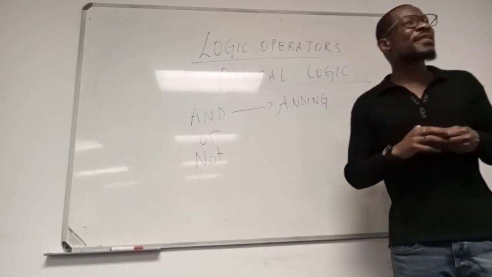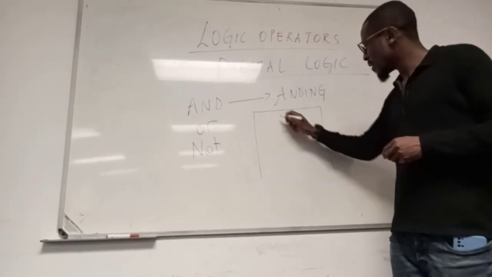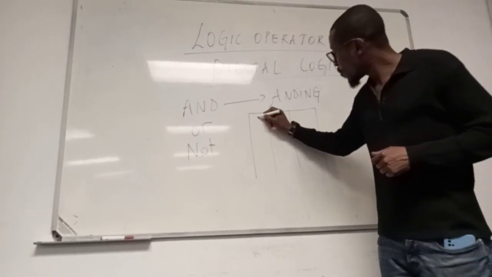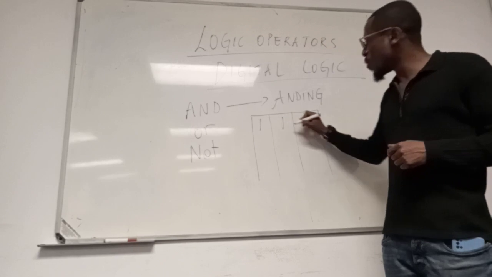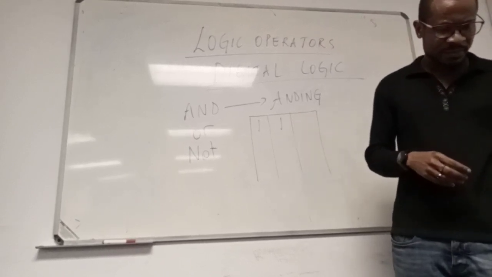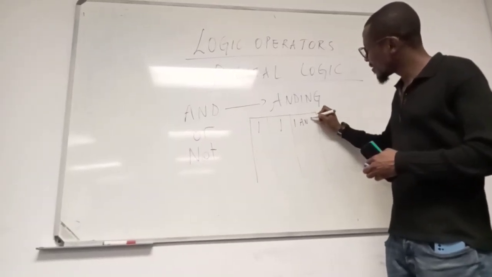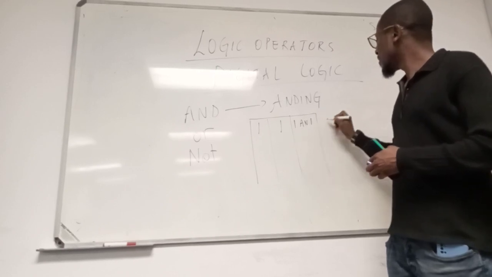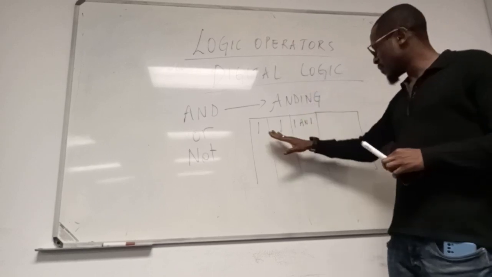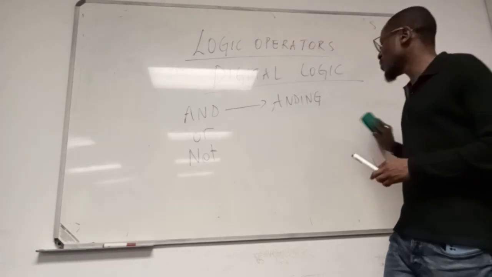What does it mean with this ending logic? It means this. This is the table. 1 and 1. Let me give it a name. Okay, I'm just writing. I'm not explaining from here. Let me remove this table. Sometimes it can give you a headache.